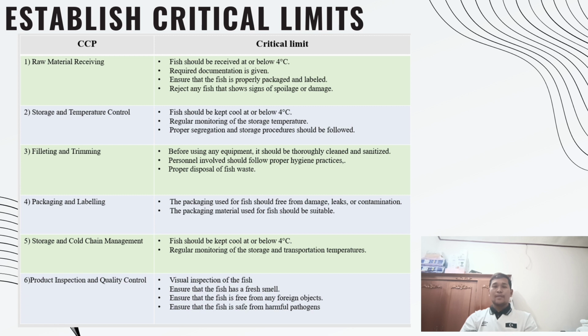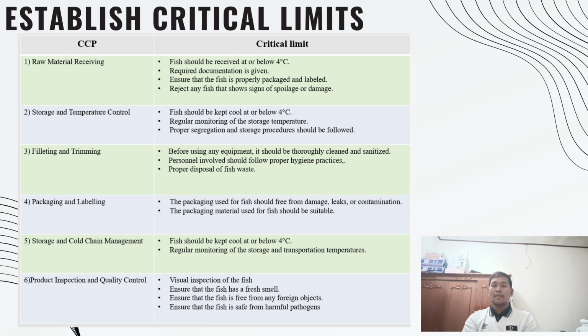For number 6, which is product inspection and quality control, the critical limit for appearance involves visual inspection of the fish to ensure that it has a desirable appearance, including appropriate color, texture, and absence of any sign of spoilage such as discoloration, sliminess, and off odor. The critical limit for odor is to ensure that the fish has a fresh and characteristic smell. Any form of unusual odor may indicate spoilage and quality issues.